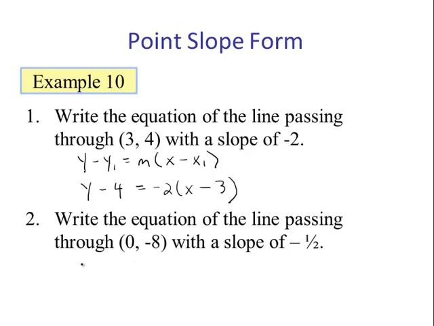Number 2, we're going to have y minus a negative 8 equals m, which is negative 1/2, times x minus the x coordinate, which is 0. Now we could simplify this a little bit. This could be y plus 8 equals negative 1/2 times x. And this is the point-slope form.